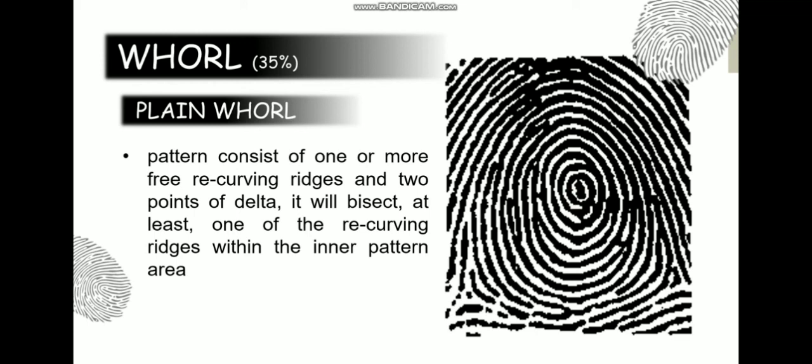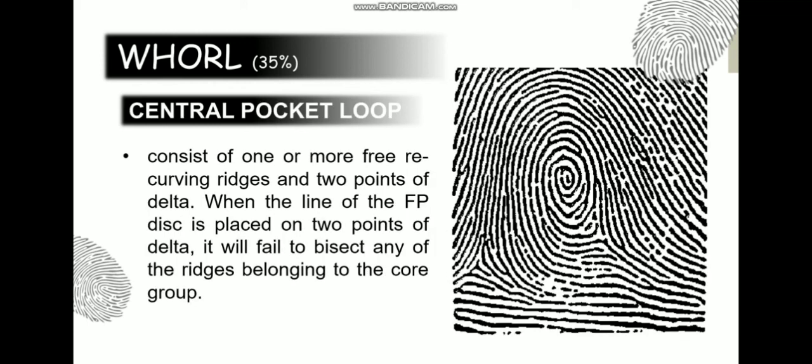So the next one is central pocket loop. It consists of one or more free recurving ridges and 2 points of delta. When the line of the fingerprint pattern disk is placed on 2 points of delta, it will fail to bisect any of the ridges belonging to the core groove.